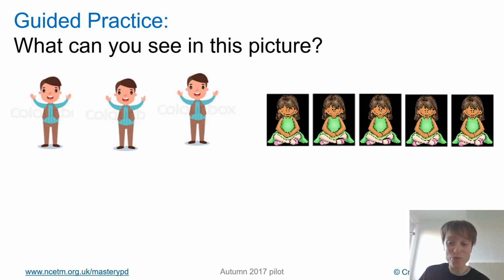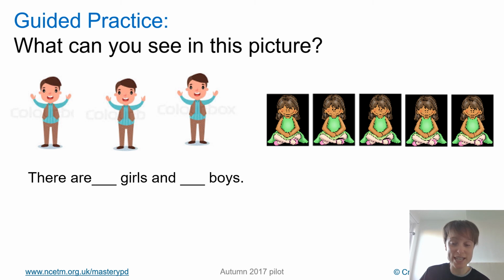Now there's another way that we can write the expression, isn't there? So instead of starting with the boys, we are going to start with the girls this time. So your sentence is, there are girls and boys. So say the full sentence and fill in the missing numbers. Pause the video here. Let's do it together. 3, 2, 1. There are 5 girls and 3 boys. Fantastic.